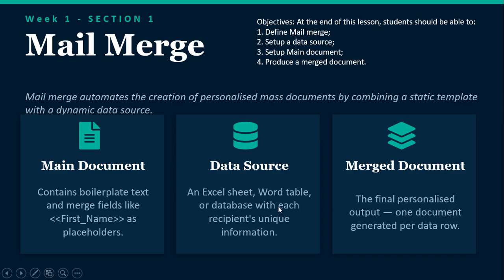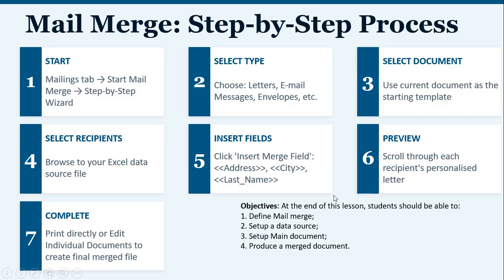Okay, now you also prepare the data source. So in the data source, like Excel, which we are very familiar with, you can also use MS Word. A table in MS Word could serve as well. So we're going to use Excel. This will contain the various data required in the final document. Then the next thing is the merge document, the final personalized output. One document generated per data row. We'll see this in this demo. It shouldn't be too difficult.